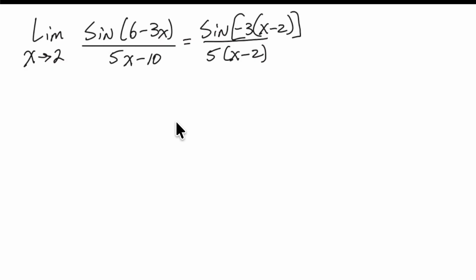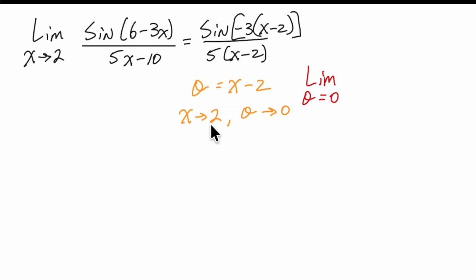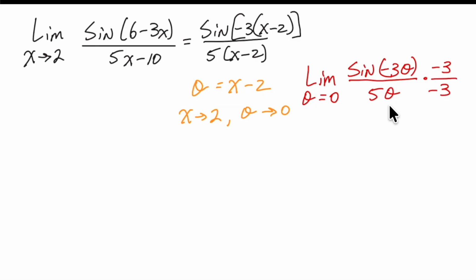So folks, what we're going to do here is we're going to convert to theta. So we're going to let theta equal x minus 2. And as x approaches 2, then theta is going to approach 0. So we're going to set our limit up as theta going to 0. Now we're going to replace x minus 2 with theta. So we're going to have sine negative 3 theta over 5 theta. Now what we want on the bottom is negative 3 theta. So how do we create that? We multiply top and bottom by negative 3.